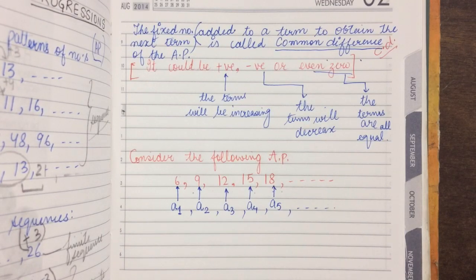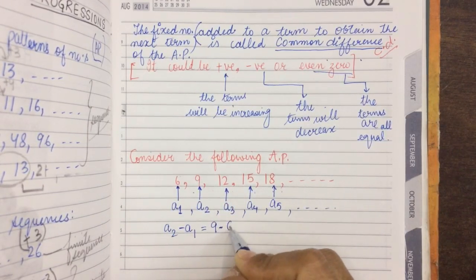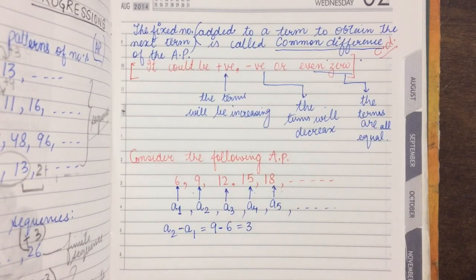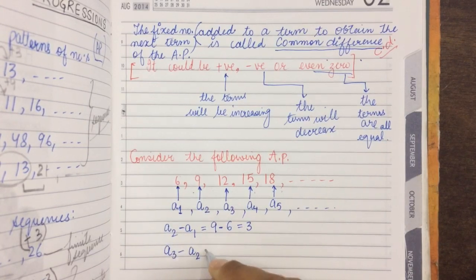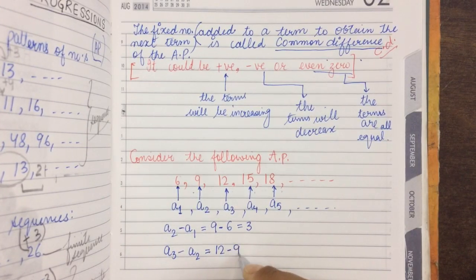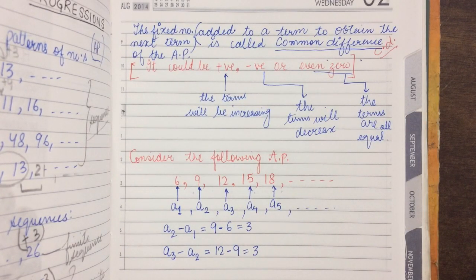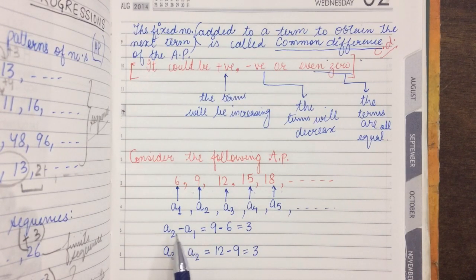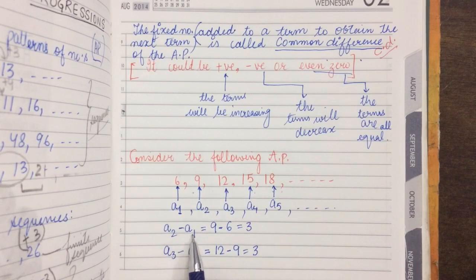If I look at the difference between the consecutive terms, the difference between the first and the second term, A2 minus A1, this will be 9 minus 6, which equals 3. Now look at the difference between the next two terms, A2 and A3. So A3 minus A2 will be 12 minus 9, which will also be 3. And each time I'm looking at the difference between the consecutive terms, I am taking the difference of the succeeding value minus the previous value.